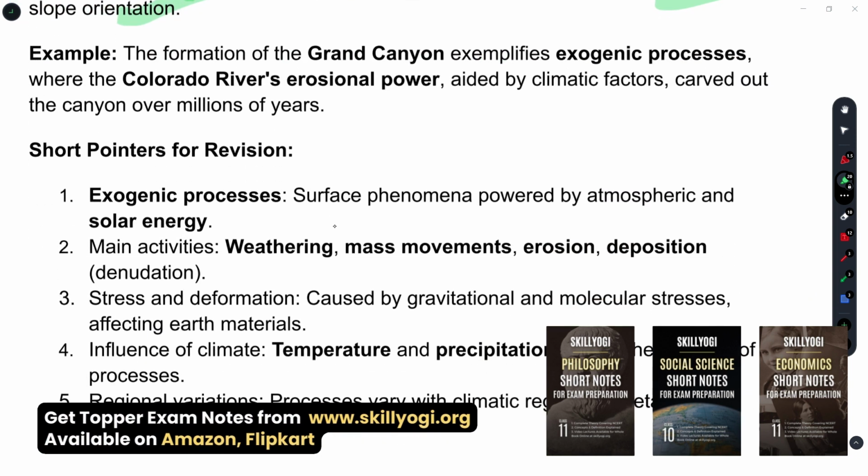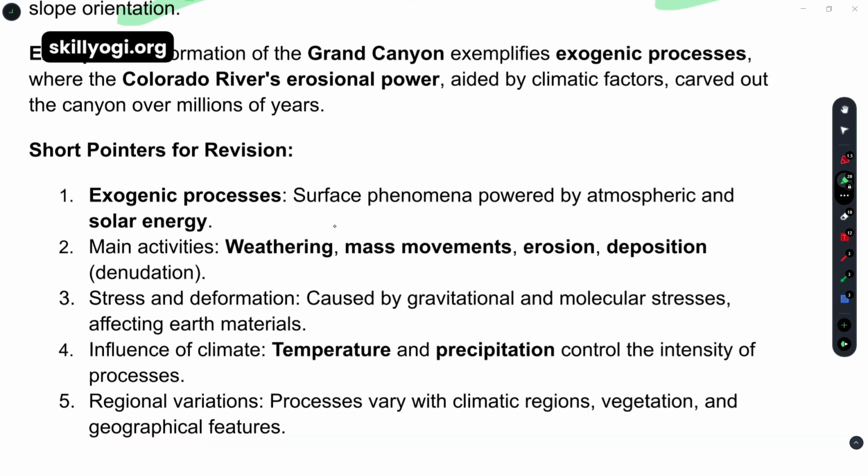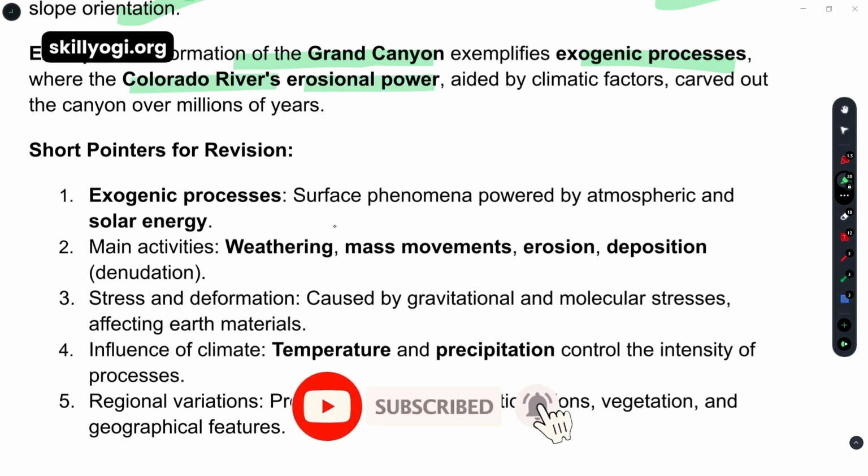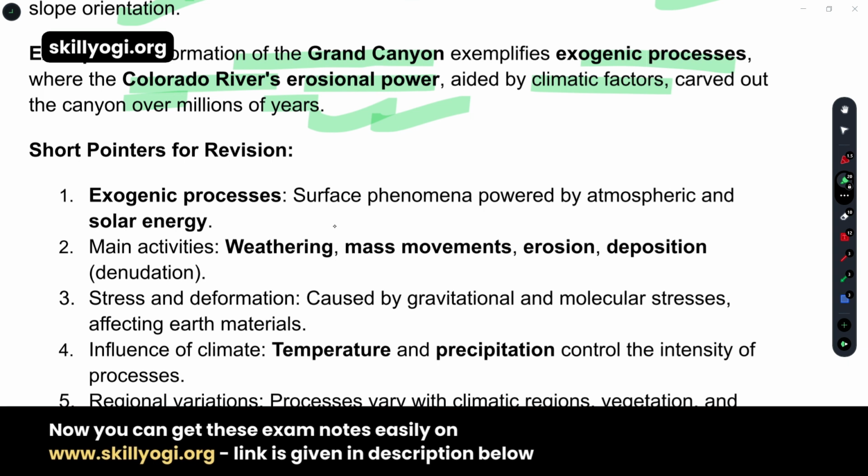Come to the example for this. What is written? The formation of the Grand Canyon is also a process of exogenic forces. In which river can we see this? In the Colorado River. That is an erosional activity or erosional landform, aided by climatic factors, which carved out the canyon over millions of years.